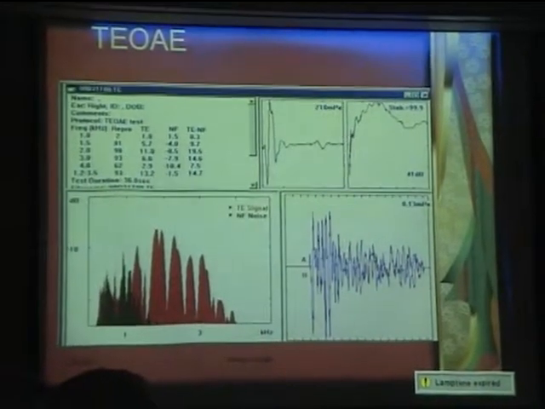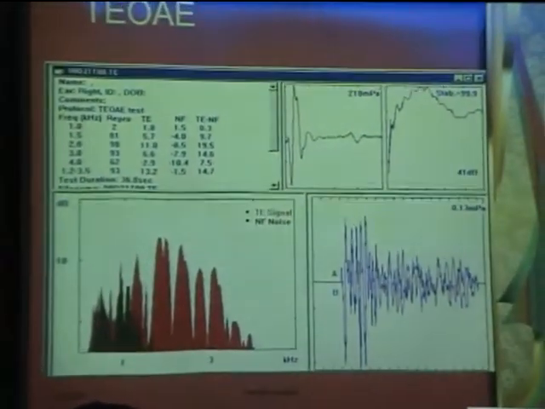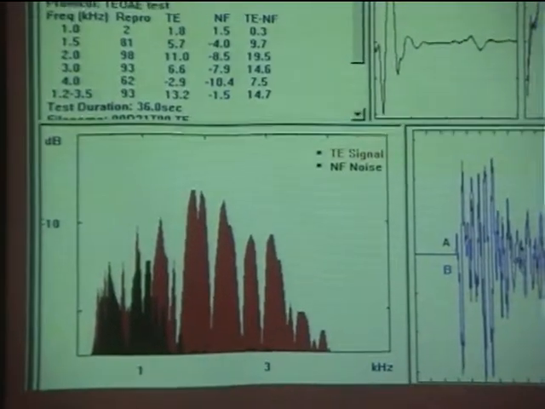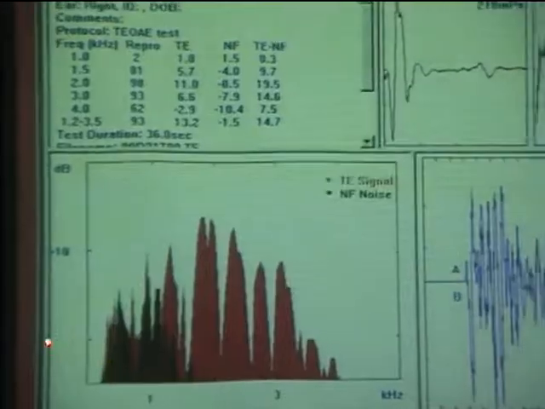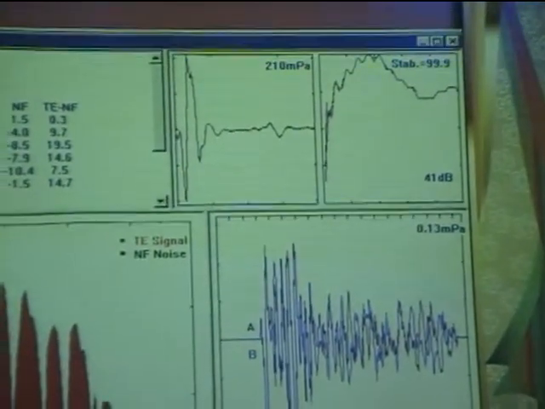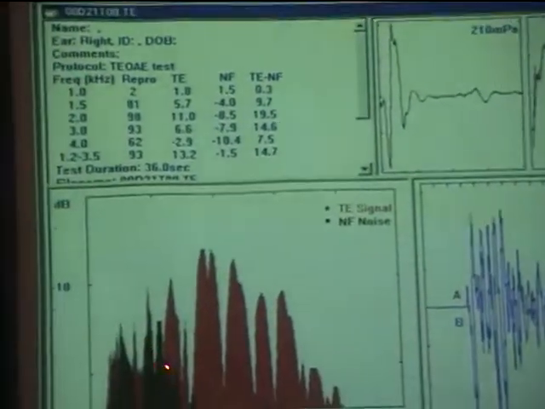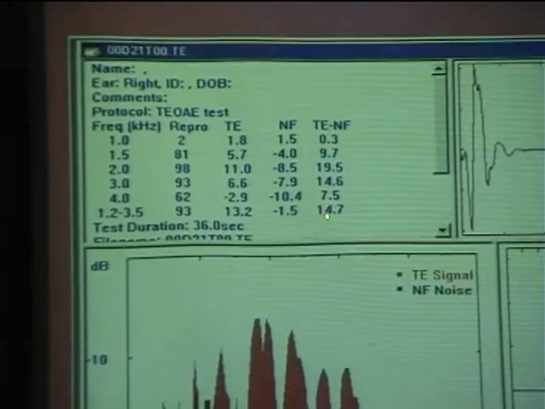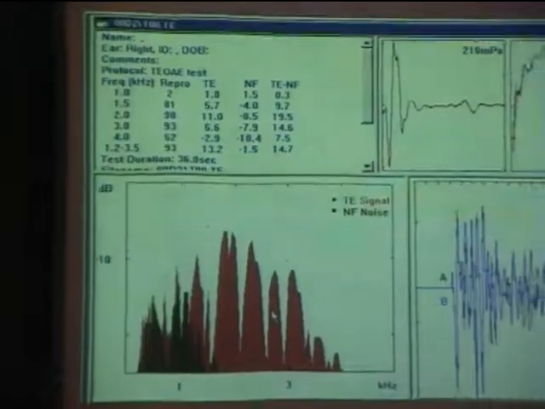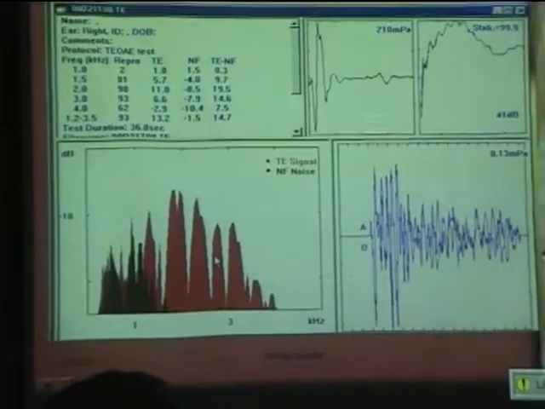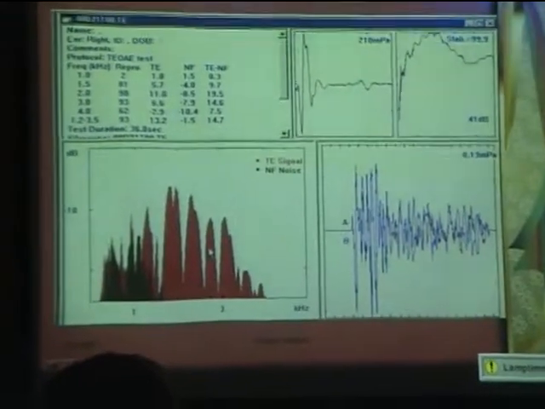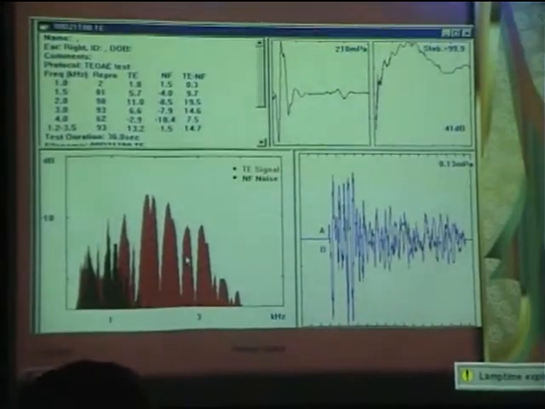This is how a TEOAE would look. This is the noise floor. The black one is the noise floor and the red one is the response. So we can see that here the response is quite above the noise floor, and if we see the signal to noise ratio in most of the frequency bands, the signal to noise ratio is above 6 dB. So we consider that the child has passed the screening, or that the child has TEOAEs present.